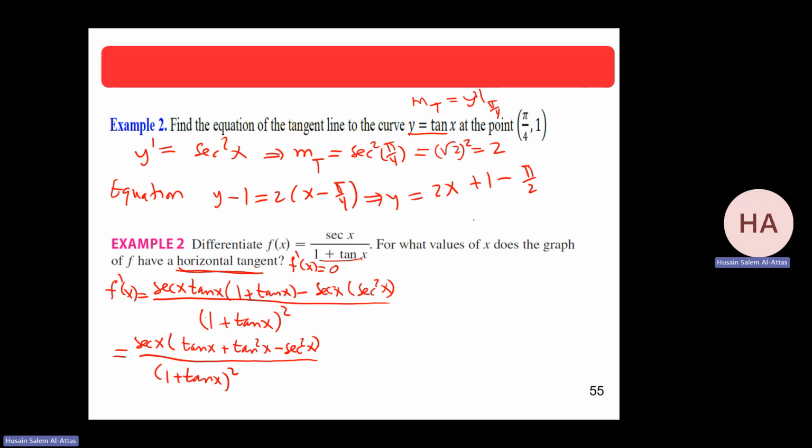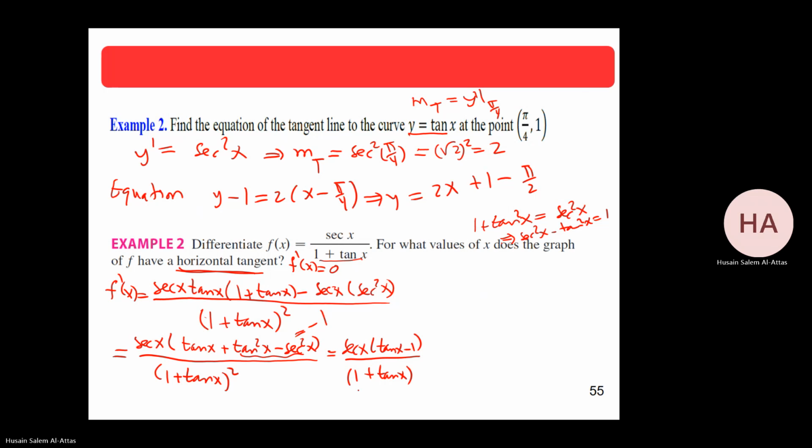Don't forget 1 plus tan square equals secant square. So secant square minus tan square will be 1. But tan square minus secant square is minus 1. So that will be secant x times (tan x minus 1) over this whole square.